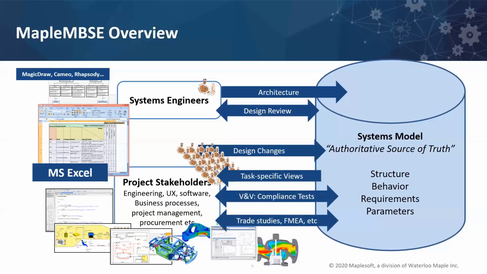Once all this is established, the project stakeholders can interact with the system model directly. It's very easy to now perform design reviews on the information that has been shared by the subject matter experts to the centralized model. The system engineers can now create task-specific views to perform certain kinds of analysis, like failure modes, compliance tests, trade studies, etc.